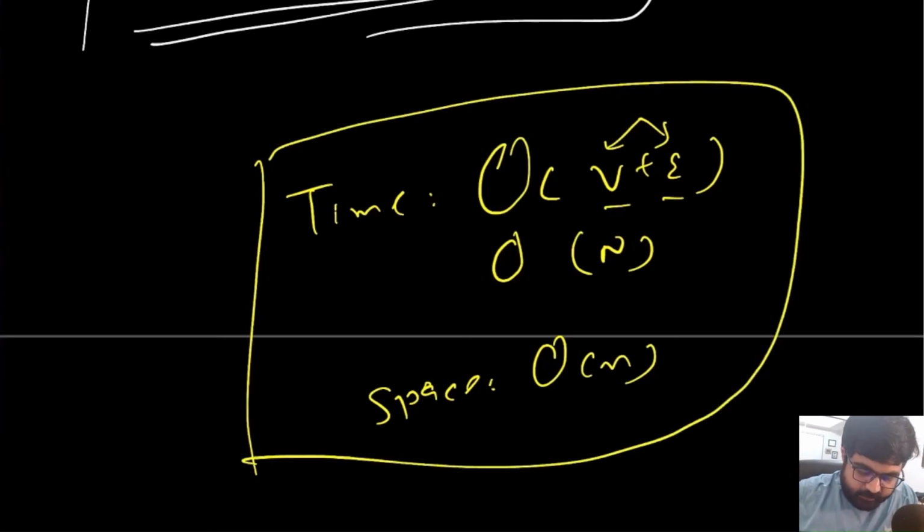Well, I just need to make a quick remark. If we use the iterative approach, the space complexity would become big O of 1 in that case.